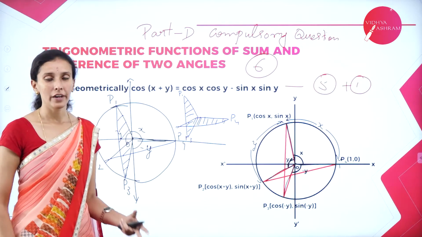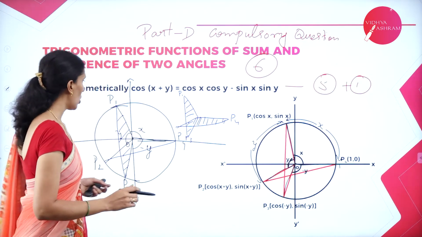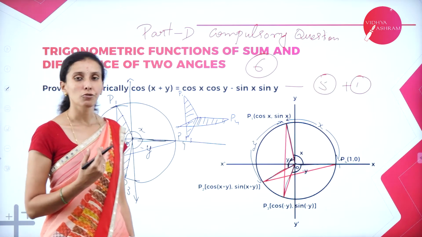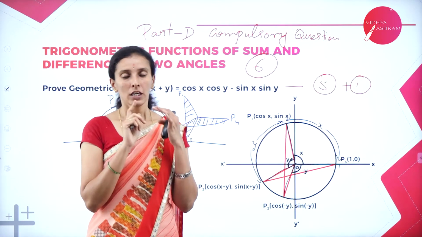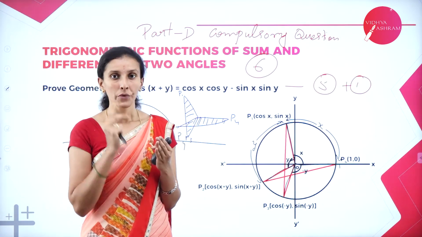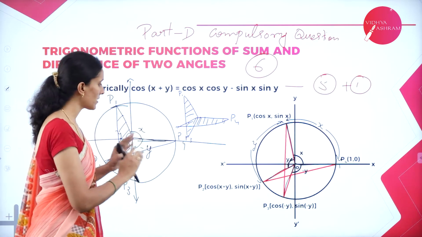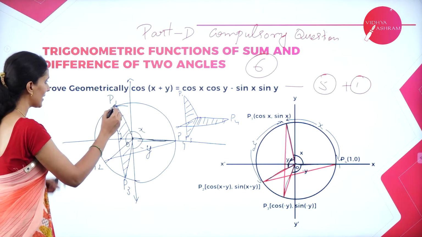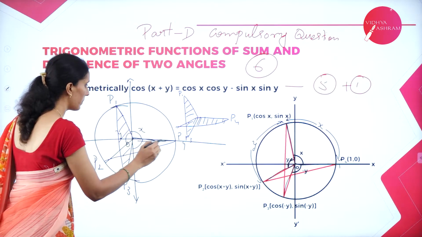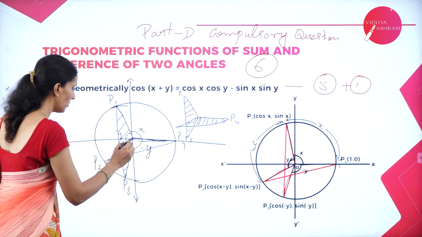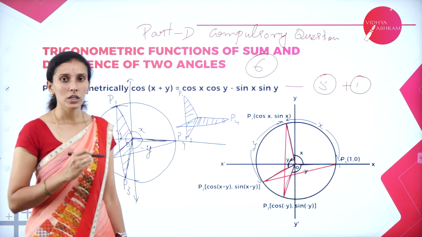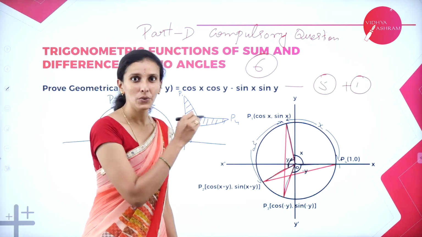They are congruent, I'll say. Why? Because when we say two triangles are congruent: when two angles and one side are equal, when two sides and one angle are equal, when all the three sides are equal. The same concept is applying here. See the sides P1, P4, P2, P3. What is it? The radius of the unit circle.